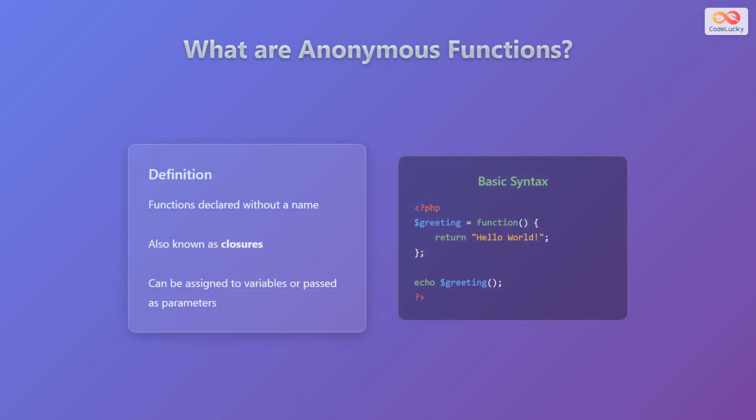So, what exactly are anonymous functions? Well, they are functions that are declared without a name. Because of this, they are also known as closures. These functions can be assigned to variables or passed as parameters to other functions. Here is a basic example. First, we assign an anonymous function to the variable $greeting. This function returns the string, hello world. Then we can call the function with the line, echo $greeting(); semicolon.